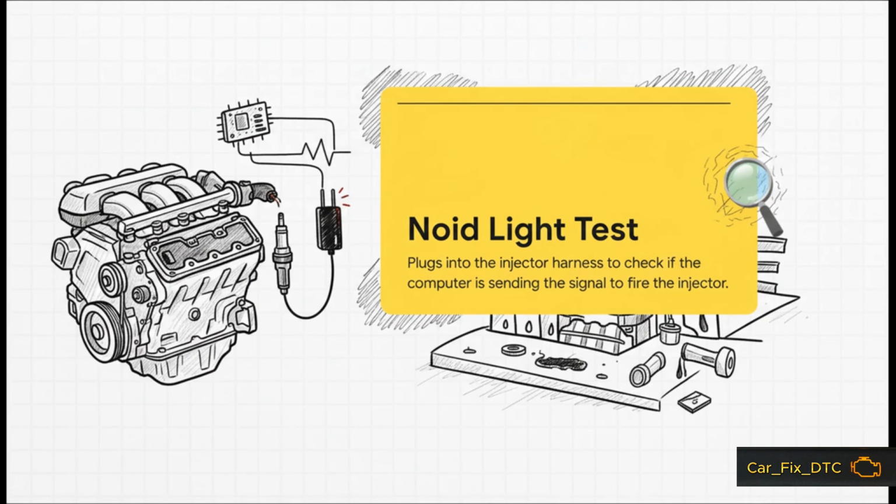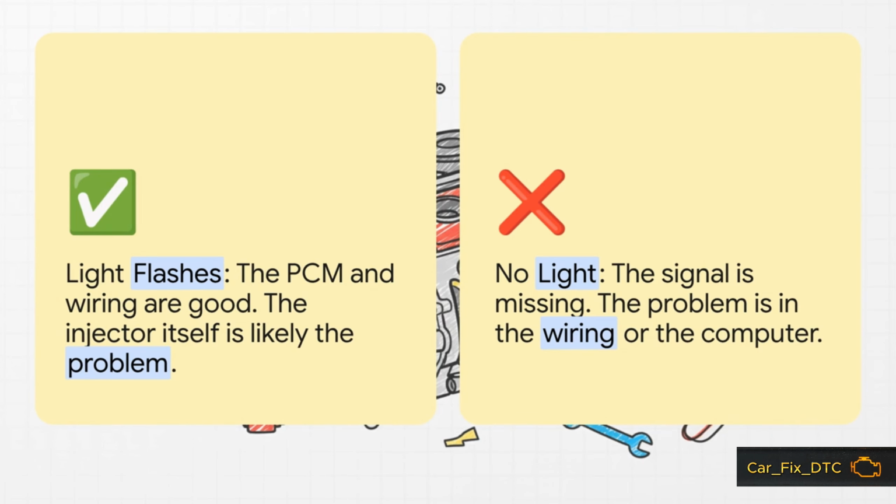If your eyes don't find the smoking gun, it's time for step 2, the Noid light. This is a fantastic, super cheap little diagnostic tool every DIYer should have. You just unplug the electrical connector from the fuel injector and plug the Noid light in its place. Its only job is to blink and tell you if the computer is sending the electrical pulse to fire the injector. Reading the results is as simple as it gets.